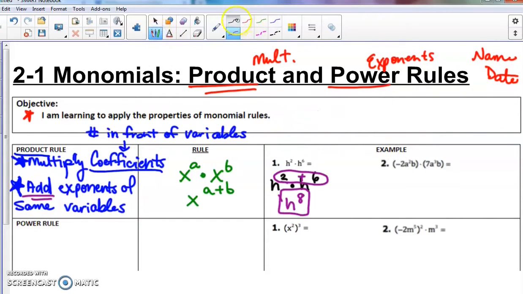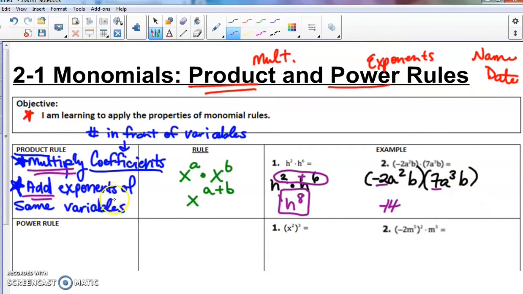Alright, this next one has negative 2a squared b times 7a to the third b. So this time we do have coefficients. So we're going to multiply the coefficients, multiply those numbers in front. So negative 2 times 7 will give us negative 14. Oh, I forgot my 1 there. Negative 14.